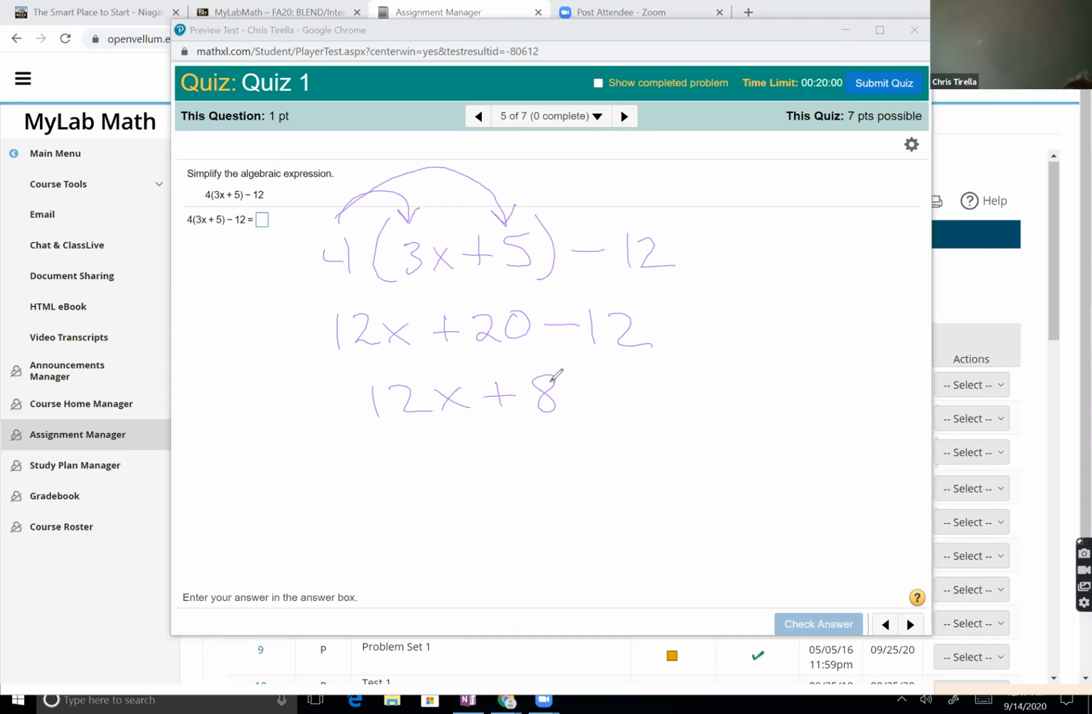Kind of the same, similar to the first one, just not quite as involved. Is everybody all right with this one? Yep. Yeah. Okay, great.